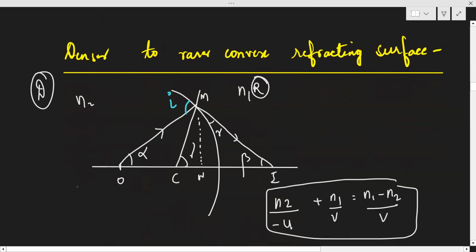Just let me tell you the diagram. Actually, if you know the diagram, the derivation is exactly the same. Same steps you have to apply. So that's why.